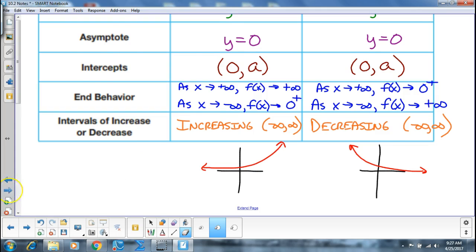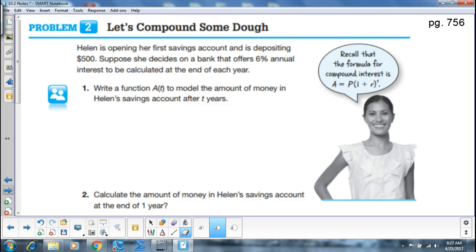What I would like you and a shoulder partner to do now is complete page 756, numbers 1 through 4 and 6, skipping number 5. Okay? 1 through 4 and 6.